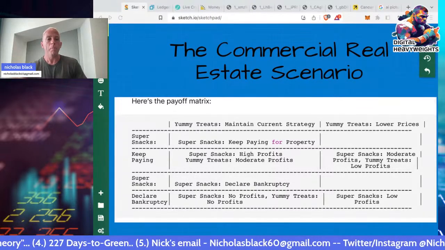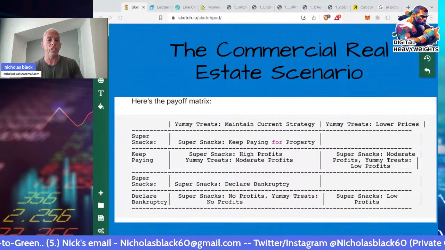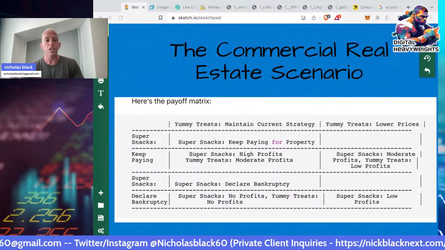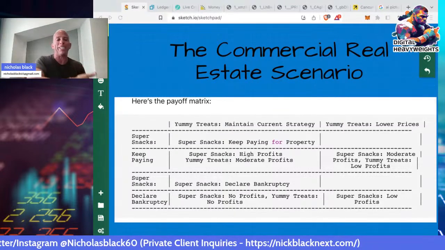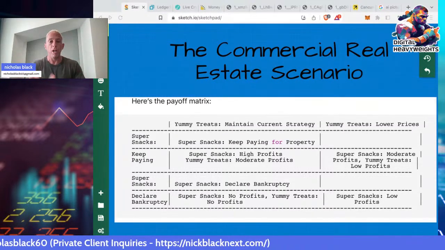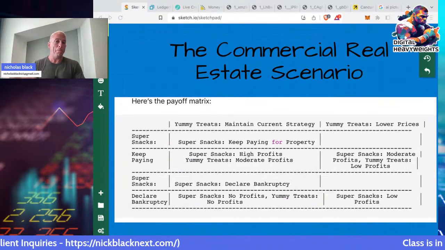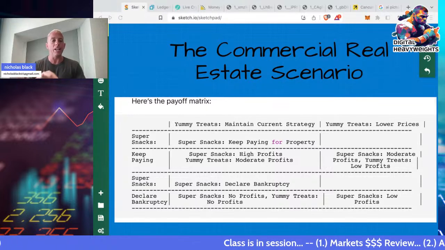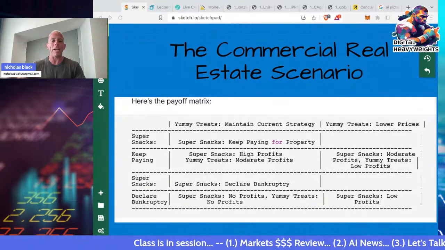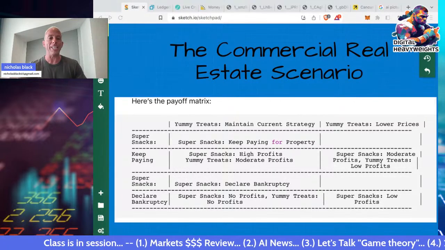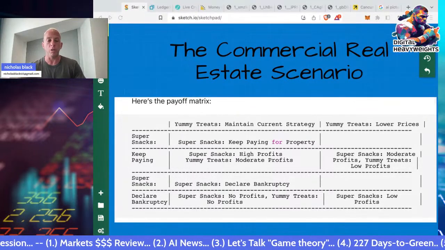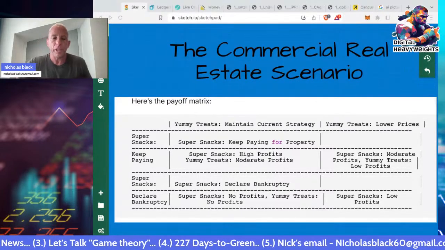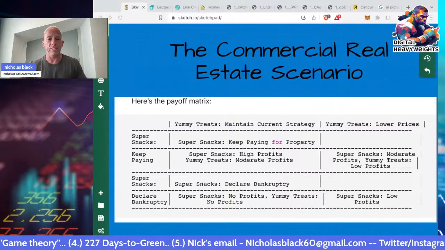Okay. So by considering the payoffs associated with each of these strategies, Super Snacks can assess the best course of action to take to either maximize their profits or minimize their losses. It becomes one or the other. Either make as much as we can, pay this high rent, or let's duck out and lose as little as possible. And it allows them to think strategically and make a more informed decision based on the expected outcome of this scenario. So it becomes a competitive scenario, even if you don't think it does. So this was the commercial real estate scenario.